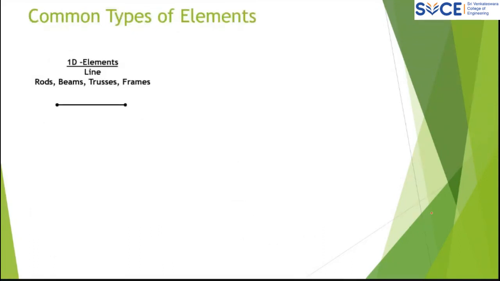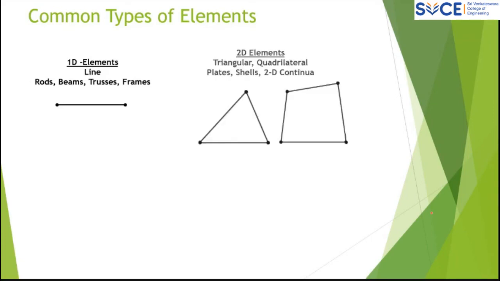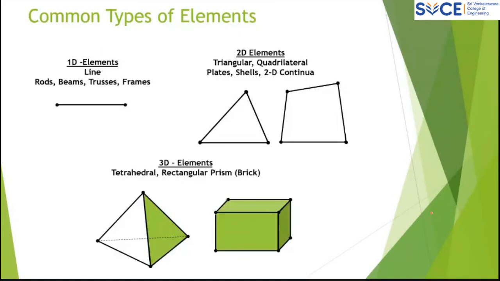These are the common elements. We have the one dimensional element, which is used for rod, beam, trusses. Two dimensional: triangle, quadrilateral. Three dimensional: tetrahedral and rectangular prisms, right? These are different types of elements. Those who already know ANSYS can understand this. So what is this one dimensional element? When solving there, we will be taking an element and solving it. So I will stop here.